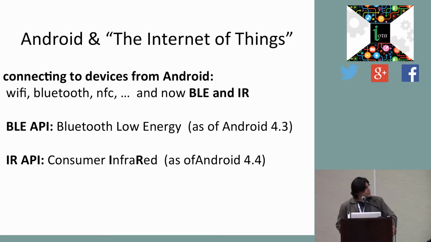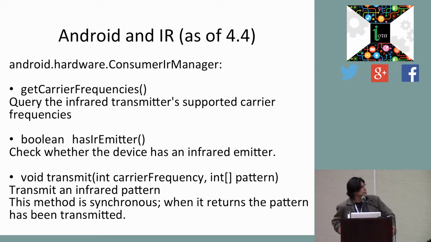So let me just review IR, because I think that deserves its own page here. This is essentially the API. And I don't think you can get as cheap as possible with the Internet of Things than an IR transmitter and receiver. It's obviously a line-of-sight type of situation, but in some use cases, it's still very relevant to explore this API. So definitely take a look at Android Hardware ConsumerIrManager.